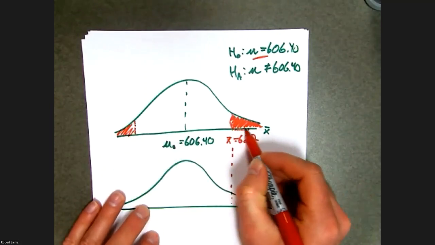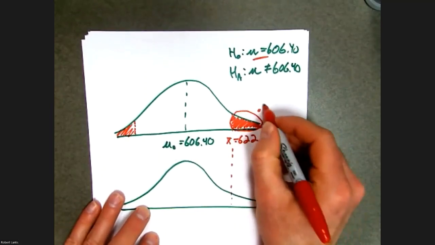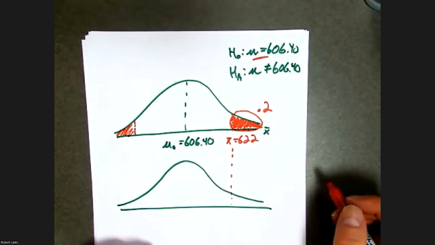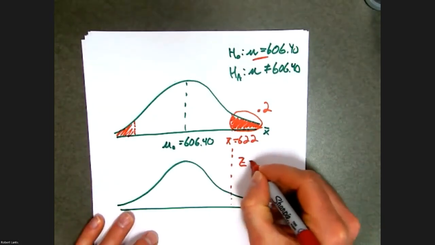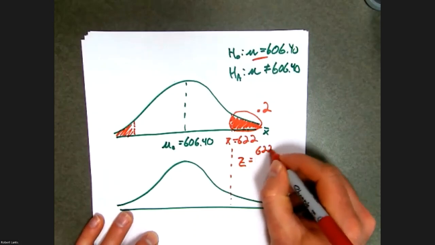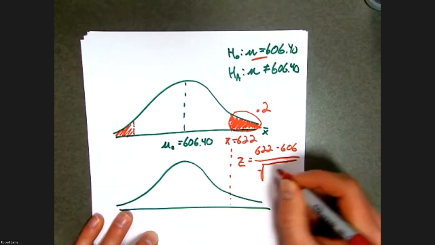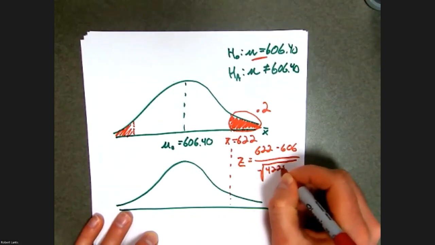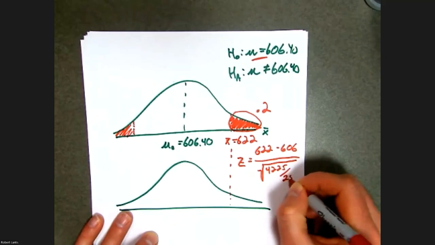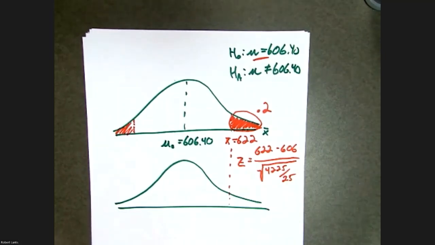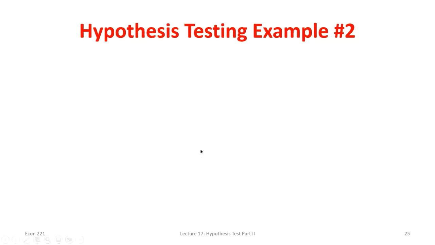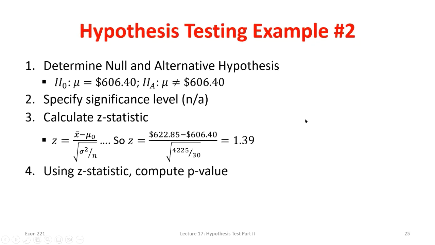So we have to remember, once I find the area in this tail, I need to multiply it by 2. From there, it's just a matter of that z-score equation. So we take the sample mean that we found, subtract the assumed true mean, divide by the square root of, and I forget the variance, I think it was like 4,225, and then I think I had a sample size of 25, right? So we'll cheat once again, we'll skip ahead and see exactly what that math works out to be. Oh, sorry, it was a sample size of 30. I'll write that down so we can go back.